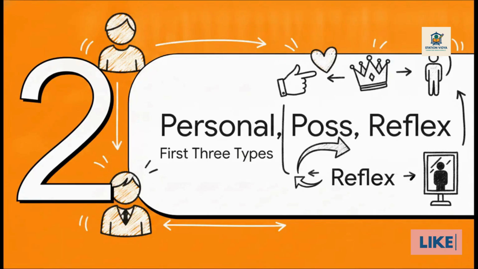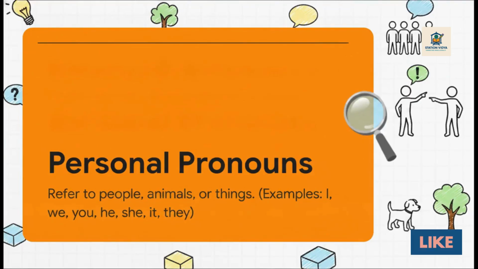Okay, let's move right along to Section 2. Personal, possessive, and reflexive pronouns. First up on our list are personal pronouns. Now, these are the ones you probably use the most every single day. They refer directly to people, animals, or things. We're talking about words like I, we, you, he, she, it, and they.